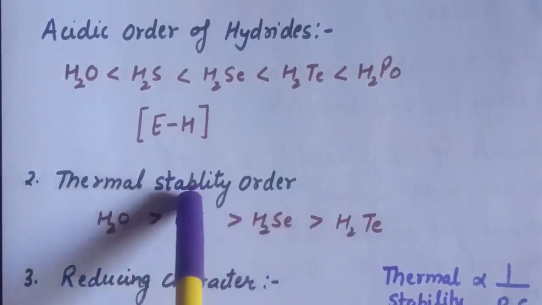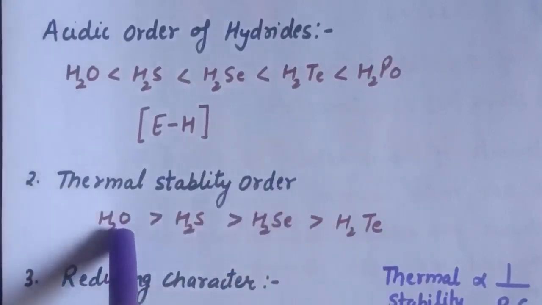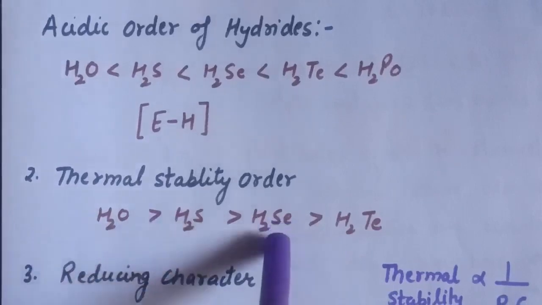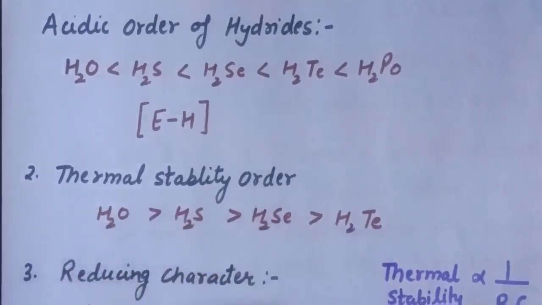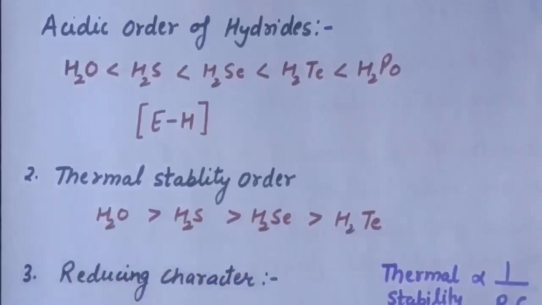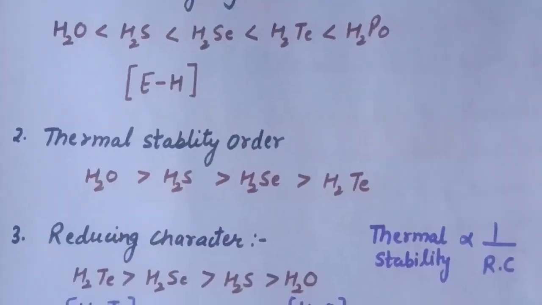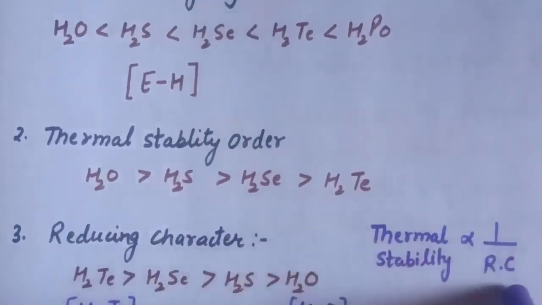Therefore the thermal stability order is H2O is most stable, then H2S, then H2Se, and then H2Te. Now next is reducing character. So thermal stability is inversely proportional to reducing character.